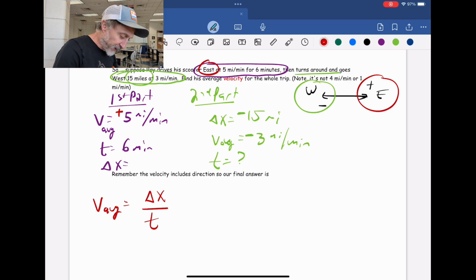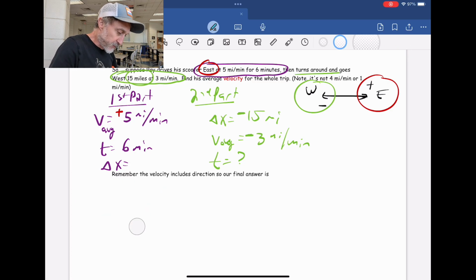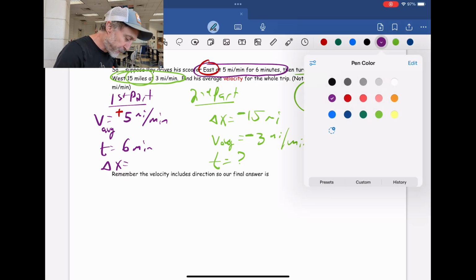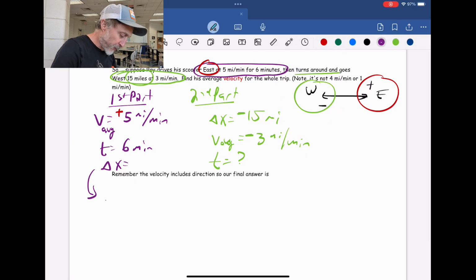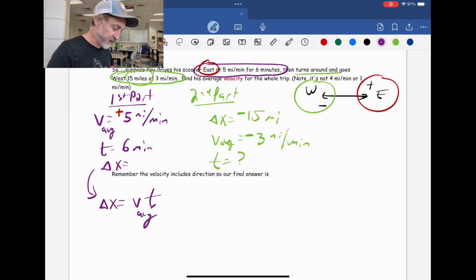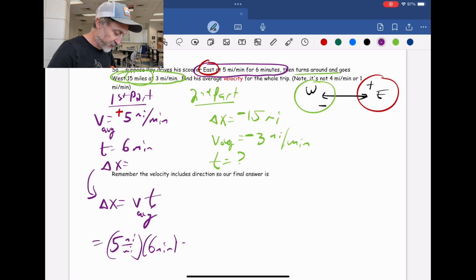So we need to figure out the displacement. Well, let's see. So for the first part of the trip, I need to figure out how far he went. Well, distance equals rate times time, right? Okay, that's our average velocity equation rearranged. So he was going 5 miles per minute for 6 minutes. That's going to be 30 miles.